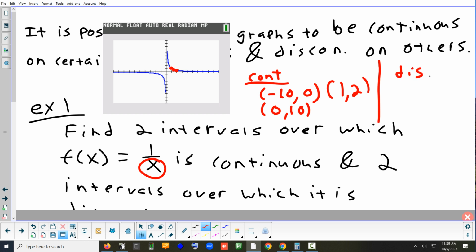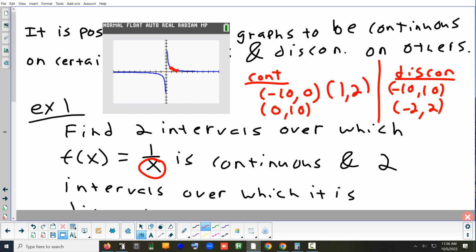How about an interval that's discontinuous? -10 to 10. Sure, you can't go from -10 to 10 without lifting your pencil. How about -2 to 2? Basically, you can't go from any negative number to any positive number in this graph without lifting your pencil. If you try to pass through 0, that's a problem because the graph doesn't connect. Yep.